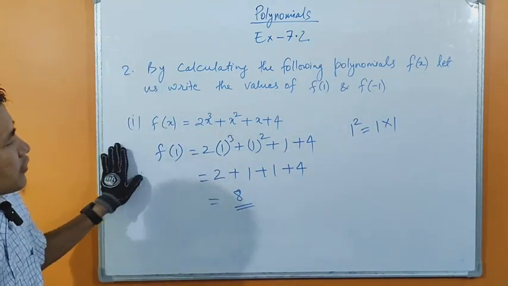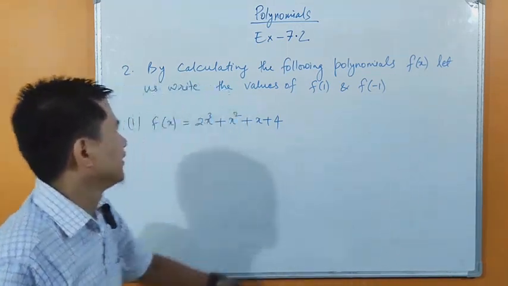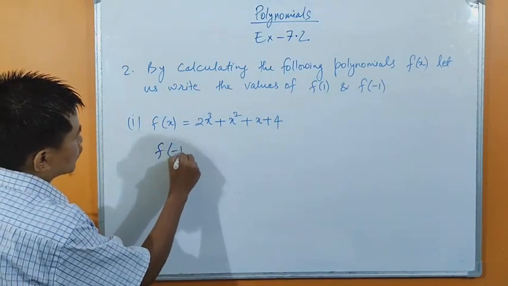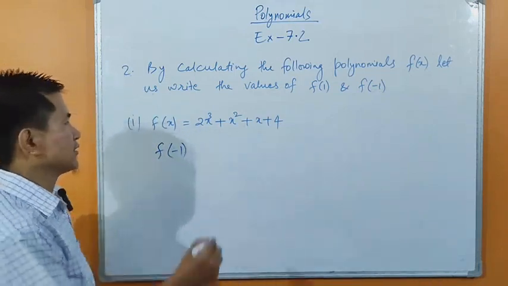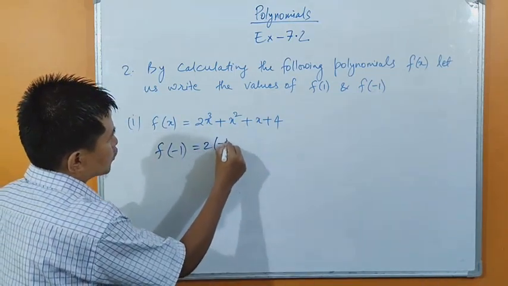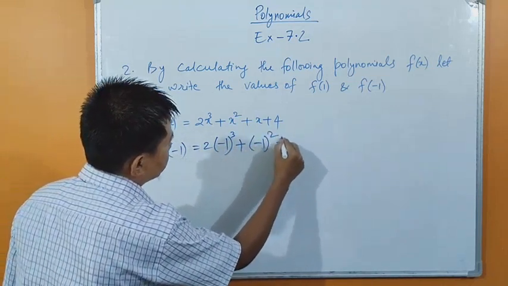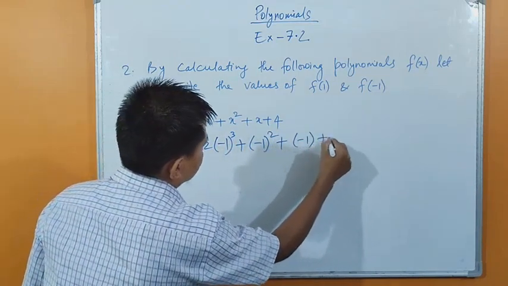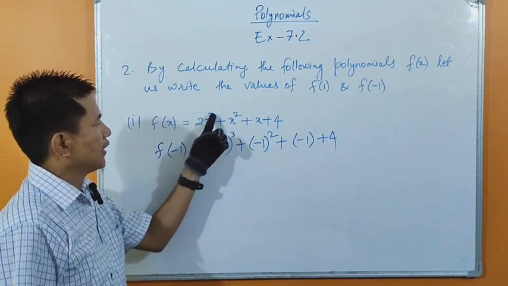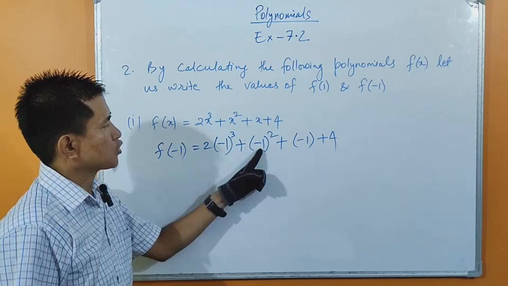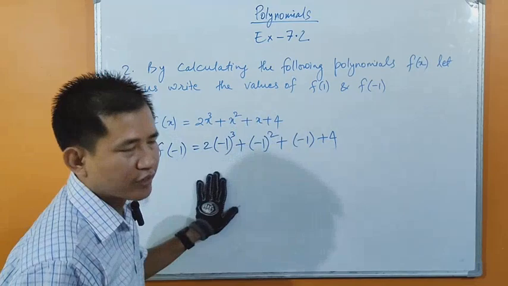Please take the screenshot. I'm going to erase this. f(-1). Instead of x, wherever you see x, you put minus 1. Simply, 2 times (-1) cubed, plus (-1) squared, plus (-1), plus 4. This 2, x is -1 and cubed, plus x is -1 squared, and this x is -1. This plus comes here. Okay, I hope you got this.